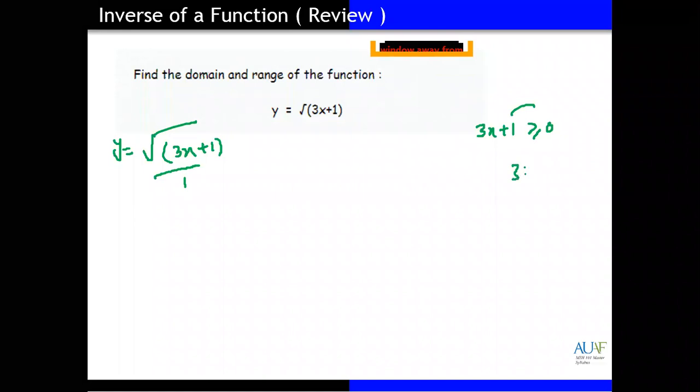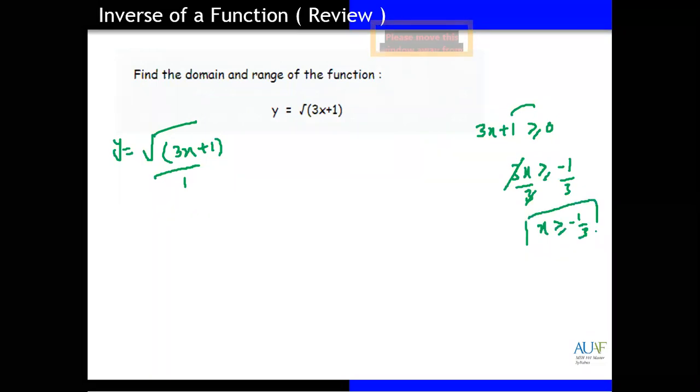Transferring 1 to the other side, we have 3x greater than or equal to minus 1, and dividing both sides by 3, 3 cancels with 3, x is greater than or equal to minus 1 over 3. This means all values which are greater than or equal to minus 1 over 3, so minus 1 over 3 is also included. The domain of the function is from minus 1 over 3 to plus infinity.